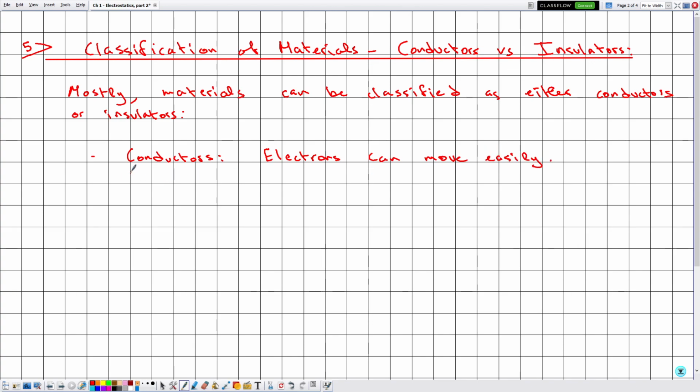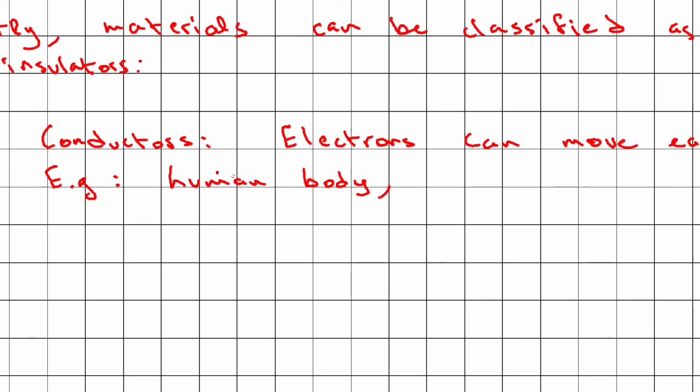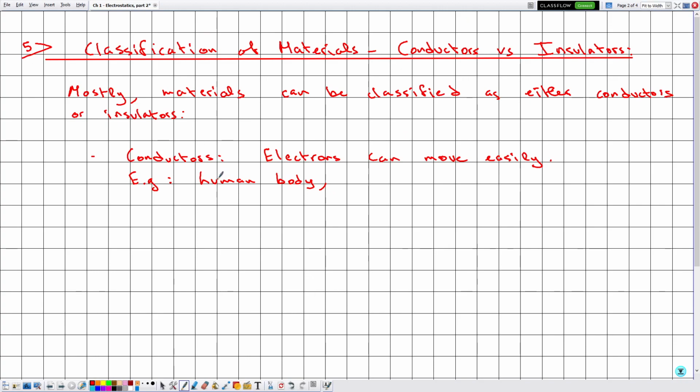Now some examples of conductors. We can say for sure that the human body is a conductor of electricity. Here we are talking about electricity, because the property of conductor versus insulator can be applied to other aspects. The human body is a conductor simply because we may get electrified or electrocuted. Also, for example, some types of metals such as gold, copper, silver, and the list goes on.